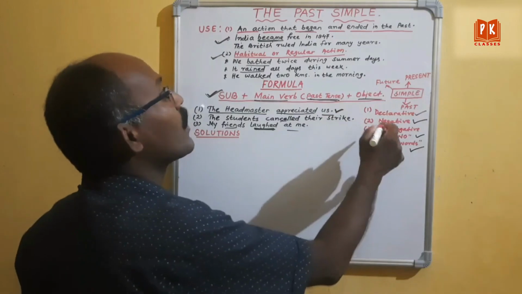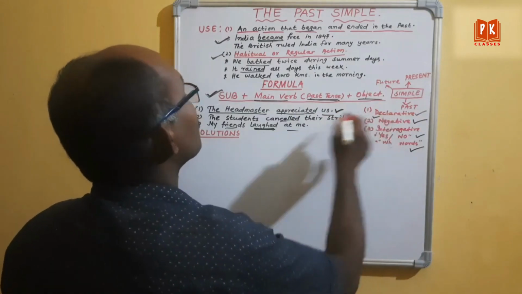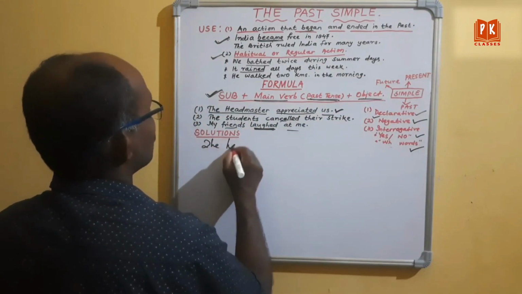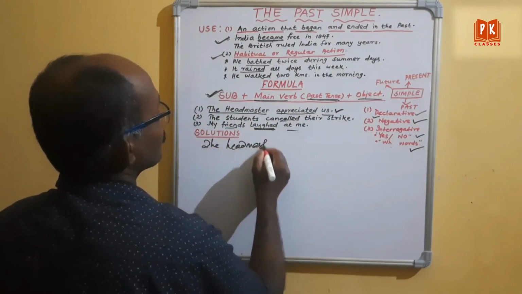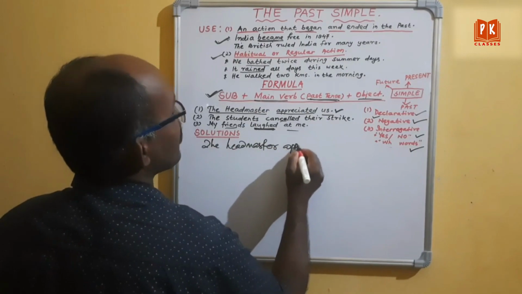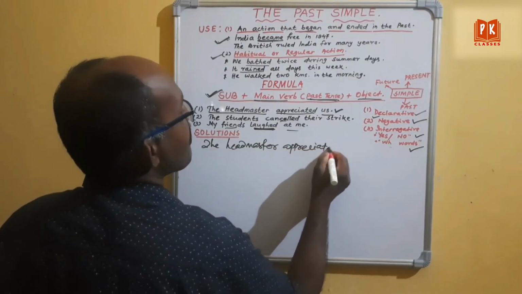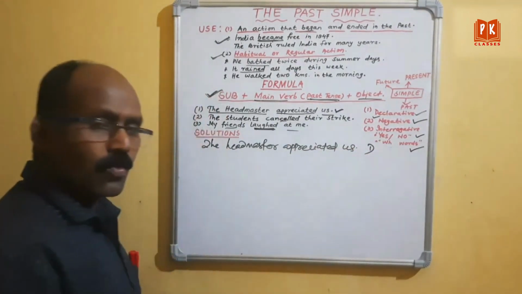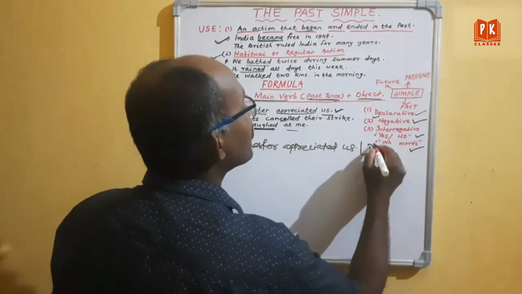Okay, it is always a declarative sentence. Please remember, while going to make it negative, suppose the headmaster appreciated us. The headmaster appreciated us. Now it is a declarative sentence. We want to make it what? We want to make it negative.